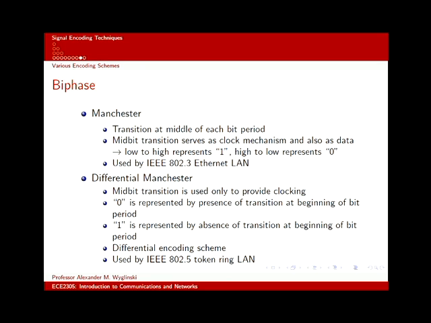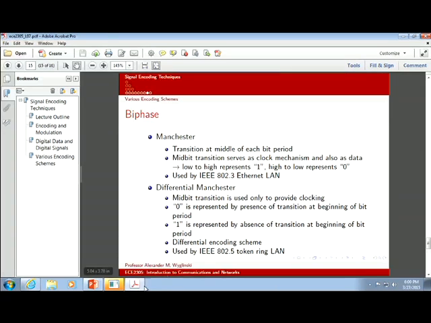This is one of my favorites. So Manchester. It sounds so noble, right? So regal. So Manchester coding is kind of tricky, because what happens is you have a transition at the middle of each bit period, and then the mid-bit transition serves as a clocking mechanism for the data. So low to high represents a 1, and high to low represents a 0. So this is actually pretty cool stuff. So let's look at that.